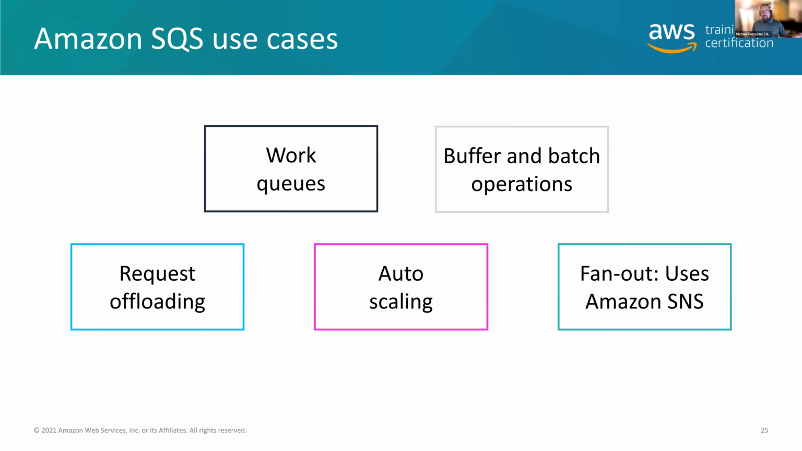You can combine SQS, as an example, with SNS, so you can get a fan out model pretty quickly and easily. But as far as auto scaling, buffer and batch operations, any kind of async insertion, SQS is great. One thing that's actually pretty cool is that if you attach an auto scaling group of EC2 instances to a queue, you can trigger your EC2 instances to expand and contract based on the number of jobs that are in the queue, which is great, right? That's really a great option.